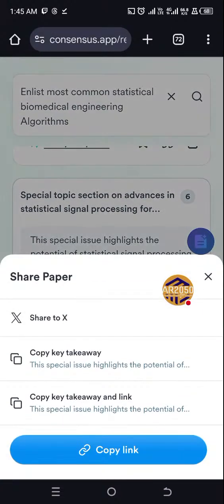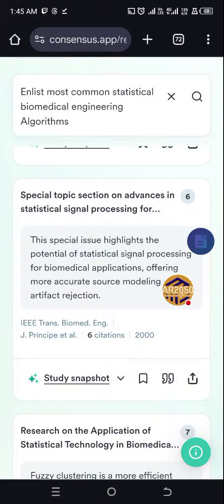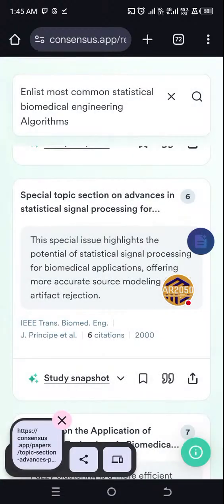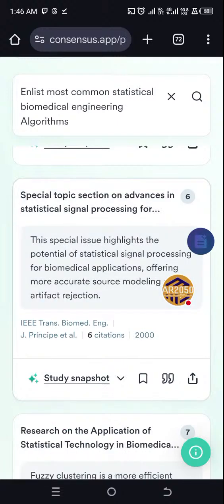Let's see if we have... can we download? No. How to download this paper?